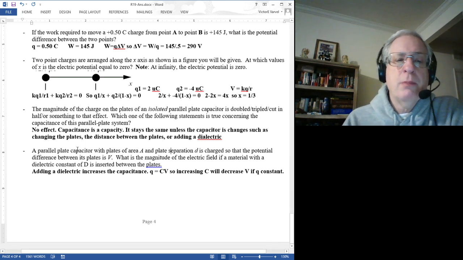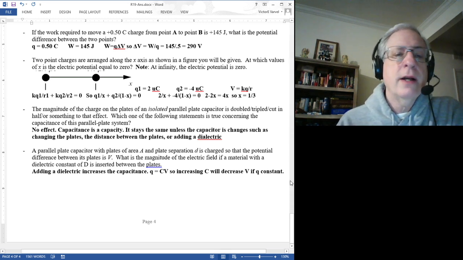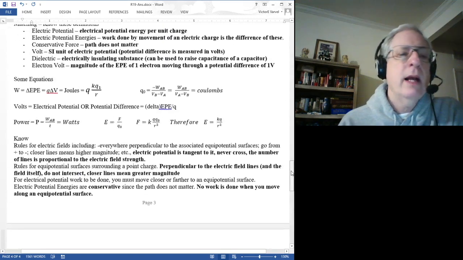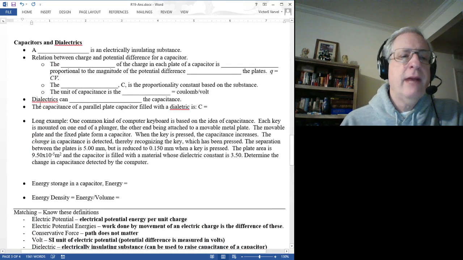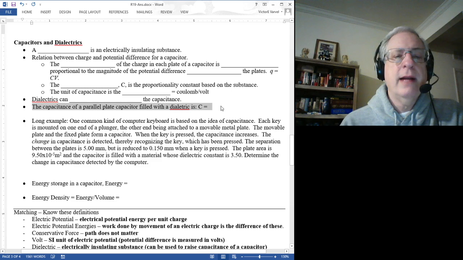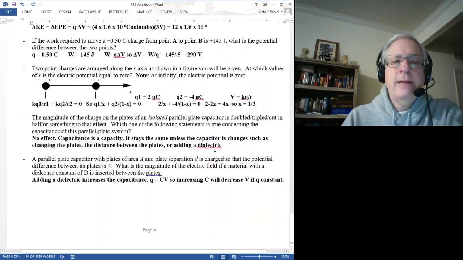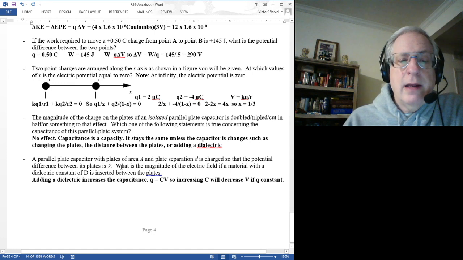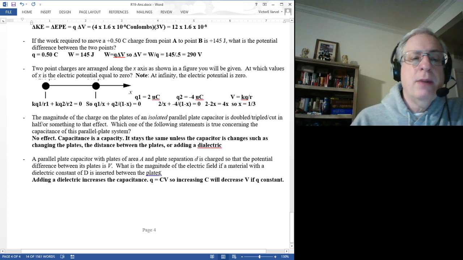A parallel plate capacitor with plates of area A and plate separation D is charged so that the potential difference between the plates is V. So I would give you numbers in A, D, and V. And we have an equation for capacitance. And I don't even know if I put it on here because we're not using it. Let me double check up here. Nope, it's actually even a blank right there. The capacitance of a parallel plate capacitor filled with a dielectric is C is equal to, and there's this equation that takes into account all of these variables, A, D, and V. But what I'm asking is, what is the magnitude of the electric field if a material with a dielectric constant is inserted between the plates?